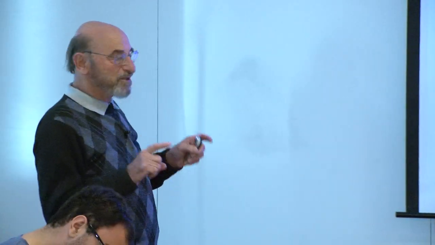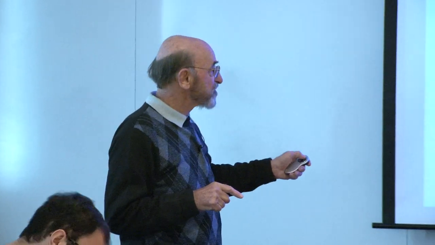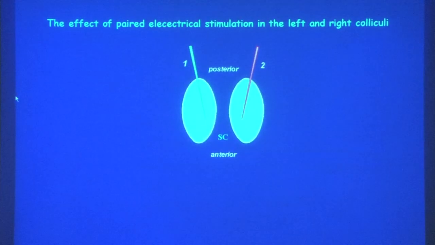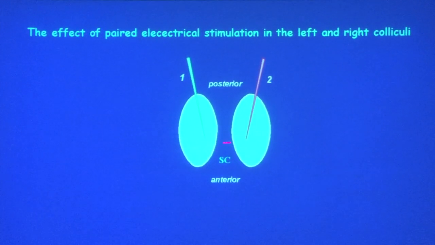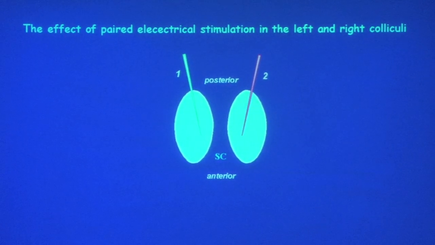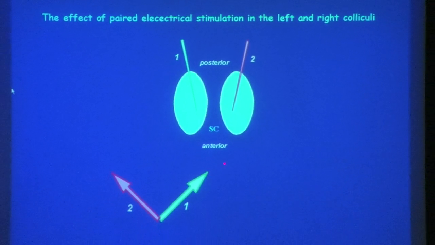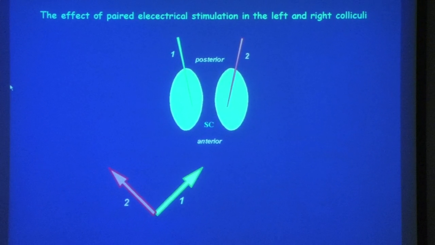All right, so to highlight that, let me just say one more thing about electrical stimulation. What I told you about vector averaging with electrical stimulation is true even when you stimulate the two superior colliculi or two different locations in the brain. Each of those gives you an eye movement into the left or right hemifield, and yet they also vector average.